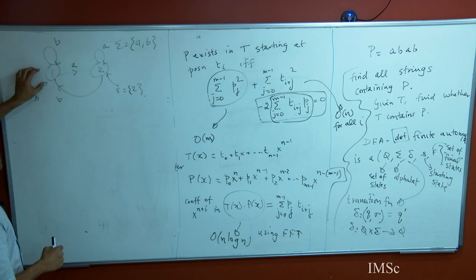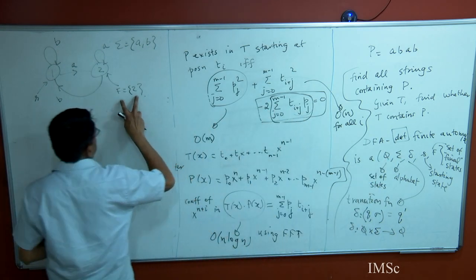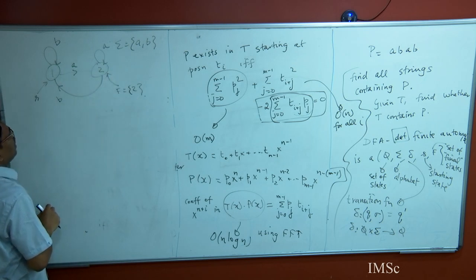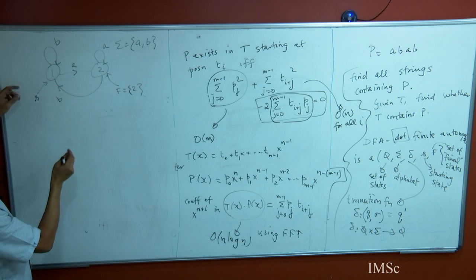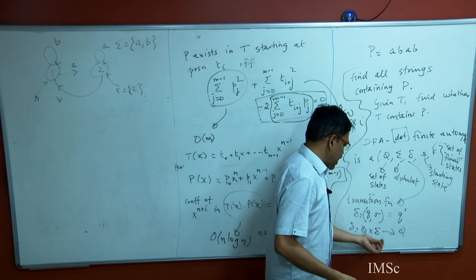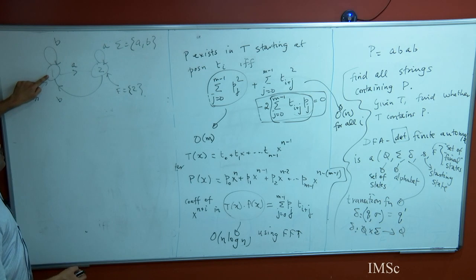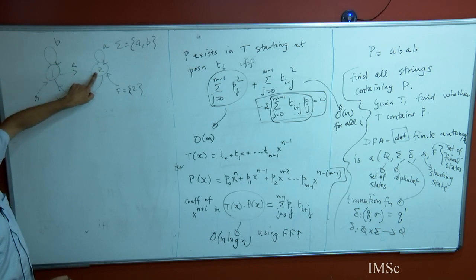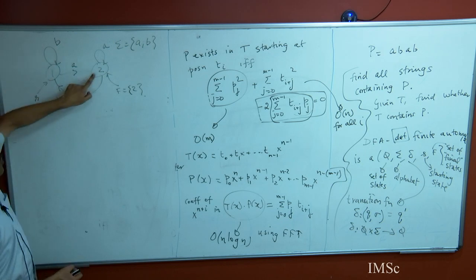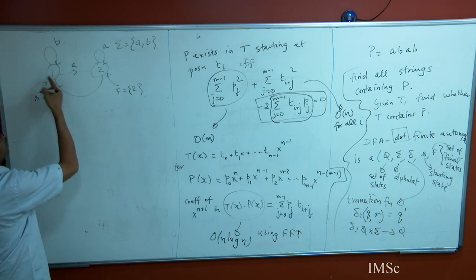A deterministic finite automaton can be pictorially described like this, which tells you what the states are. This is the starting state, and you have a collection of final states. In this case, this is the final state, and the transition function is defined in the picture. It takes a state and a character, and tells you which state to go to. If you are in state 1 and you see a character A, go to state 2. If you are in 1 and you see a B, you stay in 1. If you are in state 2 and you see an A, stay here. If you are in 2 and you see a B, you go here.